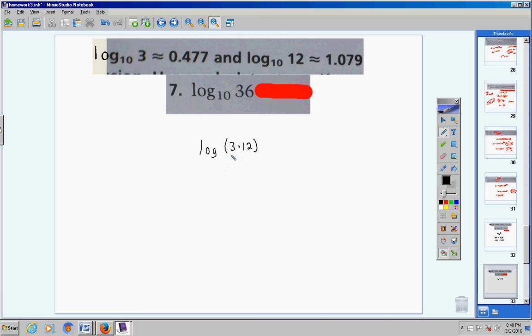Now, I can take this logarithm, base 10, of course, and split it up or expand it into two logarithms. I have an argument that's multiplying two things, so I'm going to write two logarithms. With my first logarithm, I'll put a 3. With my second logarithm, I'll put a 12. Now, because they were multiplying, I'll put a plus sign here. And here we go. Logarithm of 3 is 0.477 plus logarithm of 12.